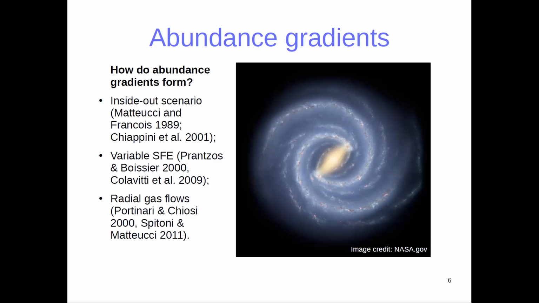Then, going less local, from the solar vicinity to other parts of the galaxy, it's important to study the abundance gradients that we observe in different chemical elements. And the fundamental question in this case is, how do gradients form?